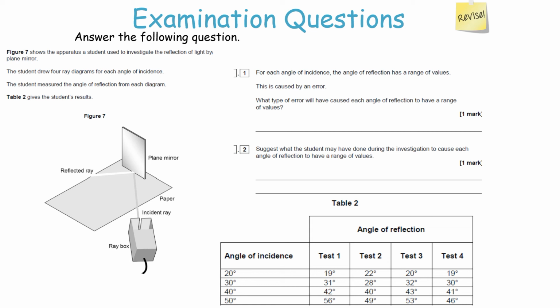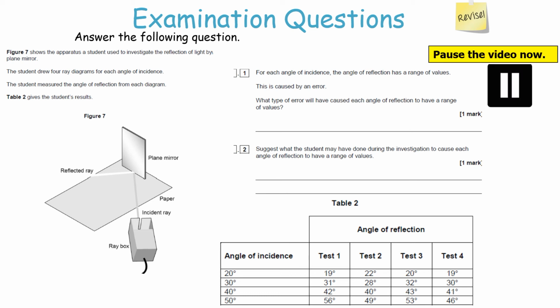So for each angle of incidence, the angle of reflection had a range of values. This is caused by an error. Which type of error will have caused each angle of reflection to have a range of values? Then suggest what the student might have done in the investigation to cause an angle of reflection to have a range of values. So pause the video now, then unpause the video to see the answer.